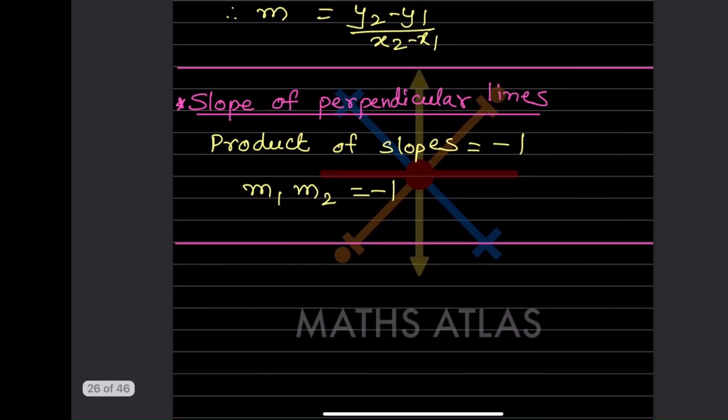And whenever you have to find the slope of a perpendicular line, the product of slopes matters. There will be two slopes here. m1 stands for the first one and m2 will be for the second. The product should be minus 1. So m1 times m2 is minus 1.